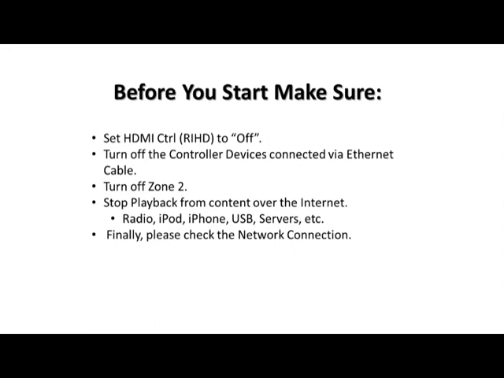Before you start, please make sure to set the HDMI control RIHD setting to off. Turn off the control device connected via Ethernet cable. Turn off Zone 2. Stop playback of content from the internet, radio, iPod, iPhone, USB, or server accessories. Finally, please check the network connection.